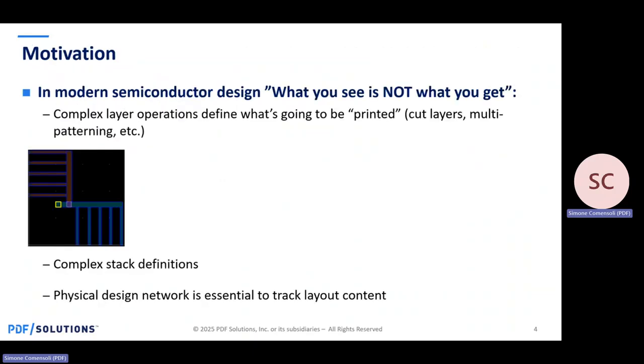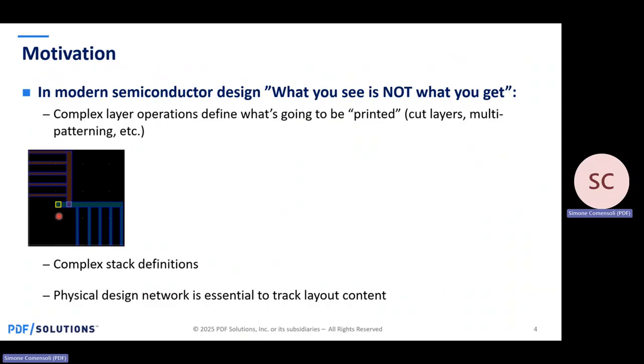So semiconductor processes have become incredibly complex, and understanding physical connectivity is more crucial than ever. One of the challenges is that what you see in the layout is not what you get, meaning that what actually gets, let's say, printed is the result of multiple complex layer operations. As a simple example, consider cut layers. They break shapes, making it difficult to view the continuity within the layout.